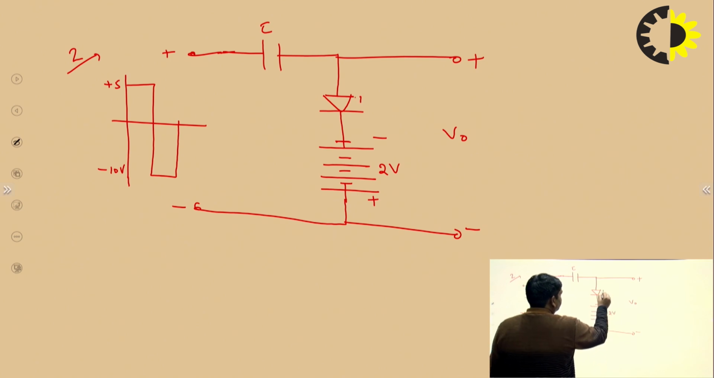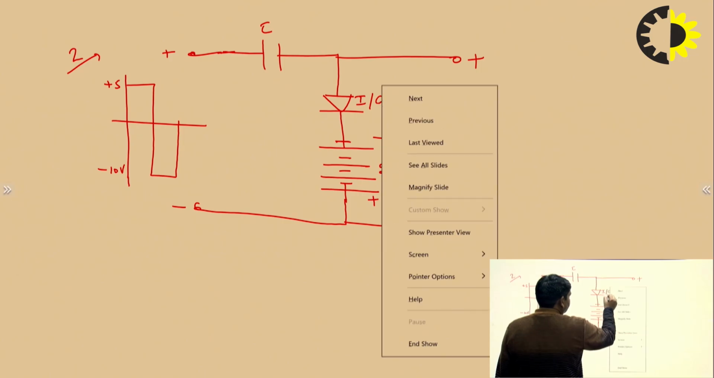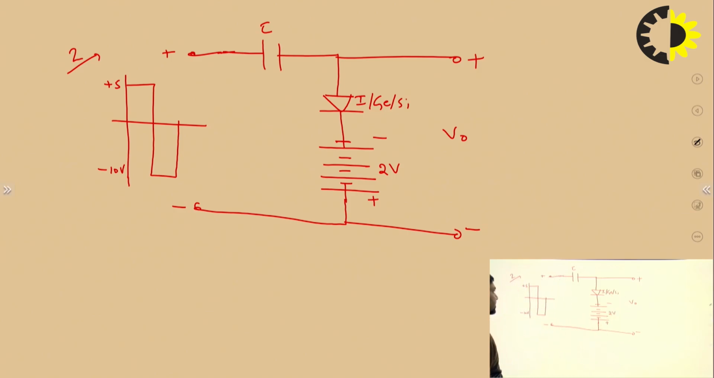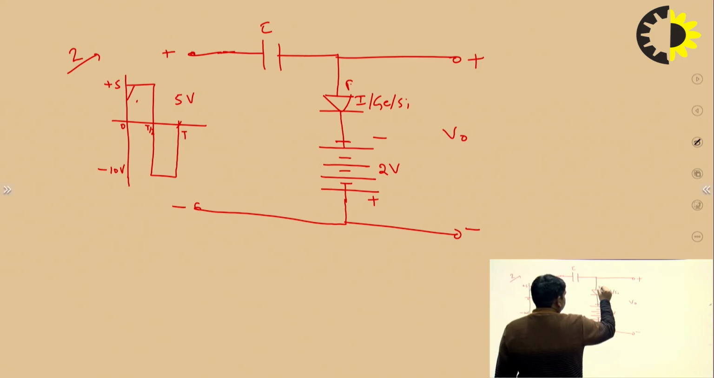Suppose the diode is ideal in the first case, the second case is germanium, and the third case is silicon. So in this case, if 5 volt appears during the positive half cycle, 0 to T by 2, this 5 volt appears at the input terminal. So Vp, this is the P terminal, this is the N terminal.